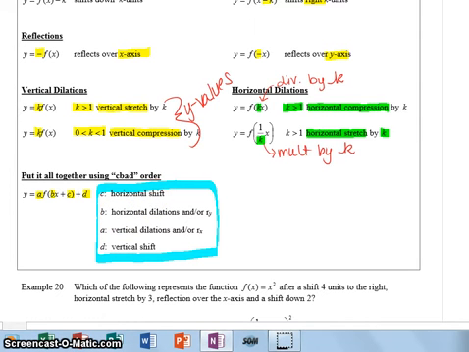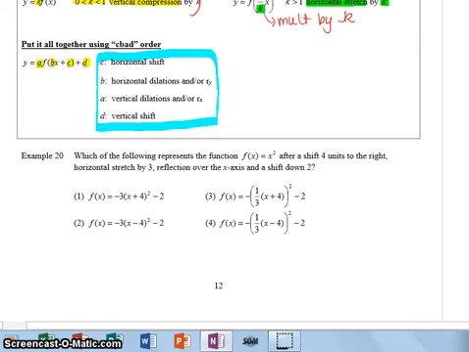Okay, the best way to go through these is to actually do some examples, and you're going to see what I do here. You have a quadratic, so you know you're going to have something squared. Now it's shifted 4 to the right. 4 to the right means you need the opposite sign, so it's x minus 4. That would shift it right 4 units. So you know it's not choice 1, and it's not choice 3, because it has to be x minus 4. Horizontal stretch by 3.